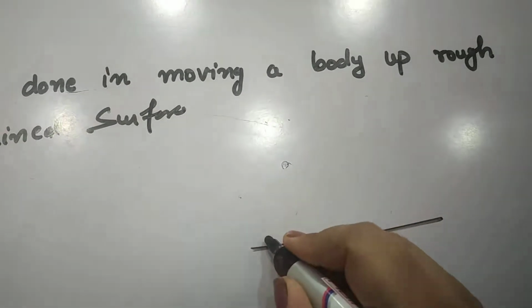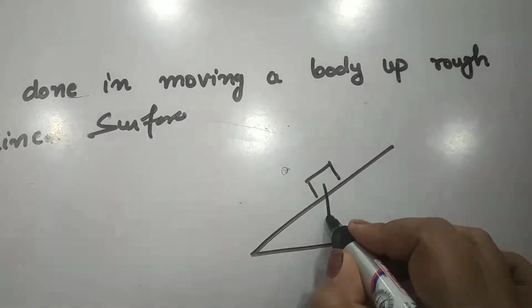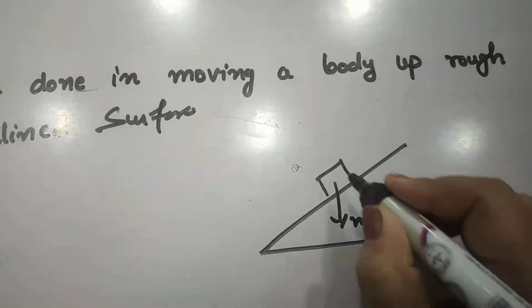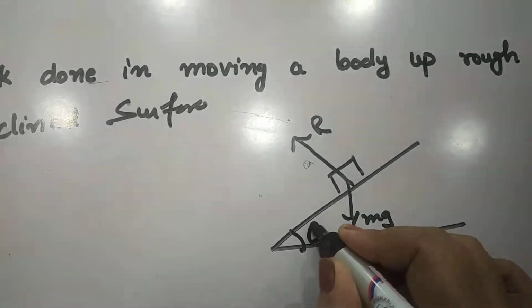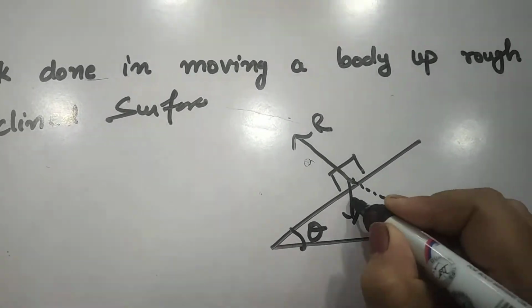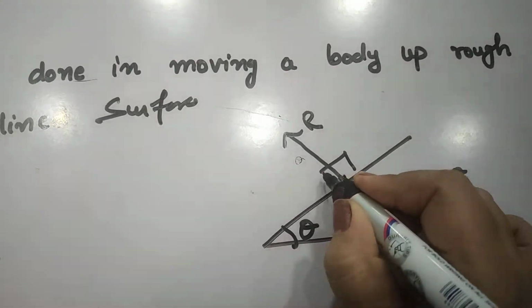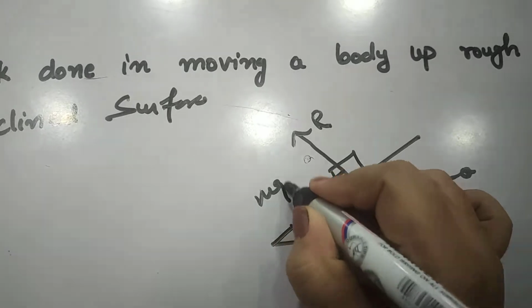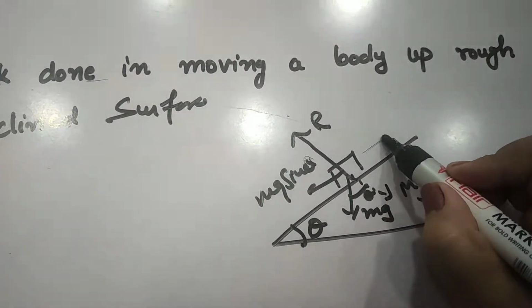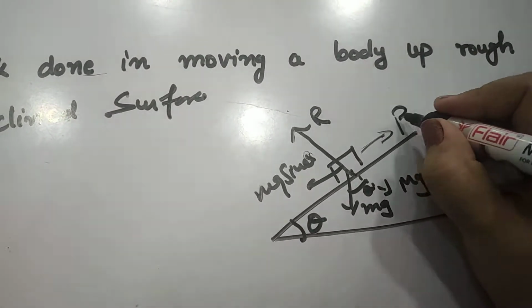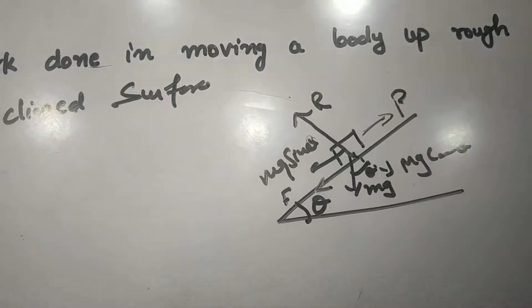So let us take here an inclined surface. Let this be the body having weight mg acting downward, normal reaction R acting upward. This is angle theta, so this would also be angle theta. This component will be mg cos theta and this component is mg sin theta. Now since we are moving the body up the inclined plane, the applied force is in the upward direction and the frictional force will act in the opposite direction, that is in the downward direction.